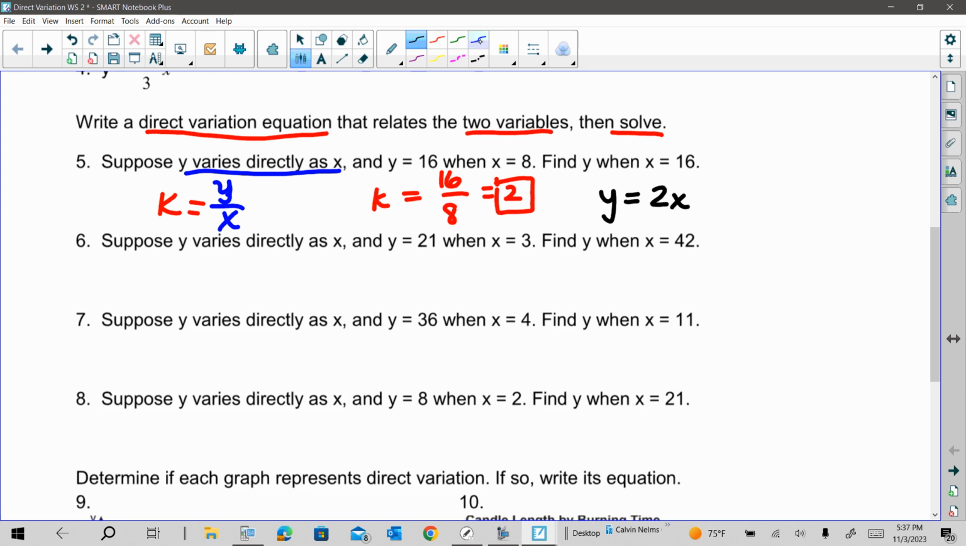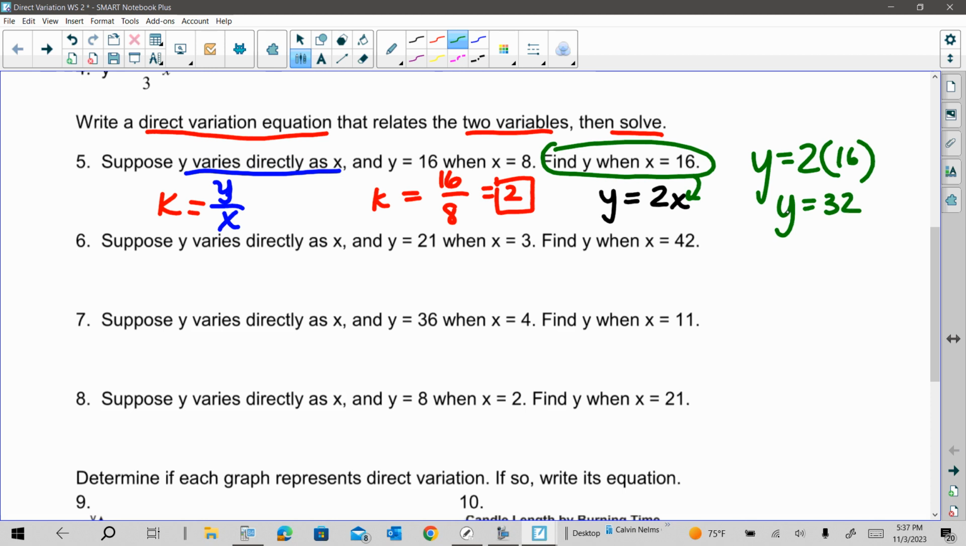Now, in this last section, it says find y when x is 16. So what you're going to do is take the value of x and plug it into the equation. That means this would be y equals 2 times 16. Well, 2 times 16 is just 32. So our y would be 32. Okay? So this is what we want you to do.